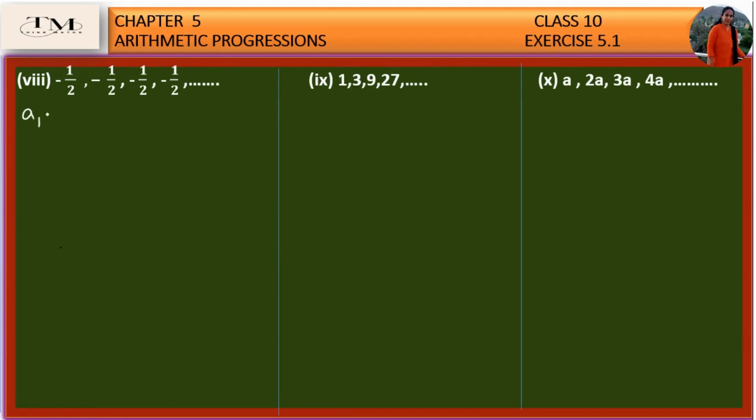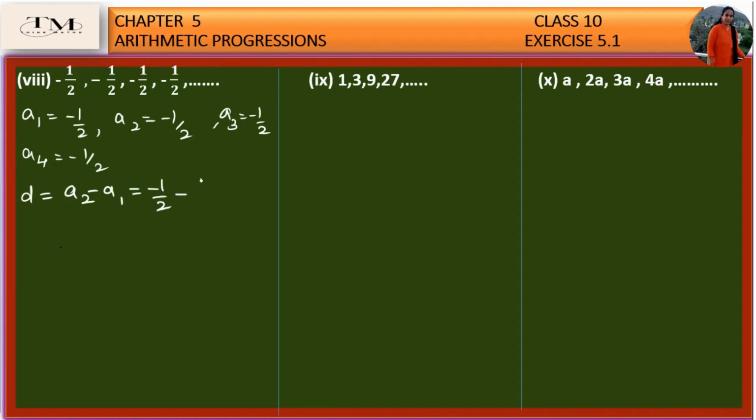Here the first term is minus 1 by 2. Second term also minus 1 by 2. Third term minus 1 by 2. Fourth term is also same. This means there is no difference. So we can check that. D is equal to A2 minus A1. A2 is minus 1 by 2. A1 is also minus 1 by 2. So you will get minus 1 by 2, minus into minus plus, so plus 1 by 2, which is, minus 1 by 2 plus 1 by 2 is 0.